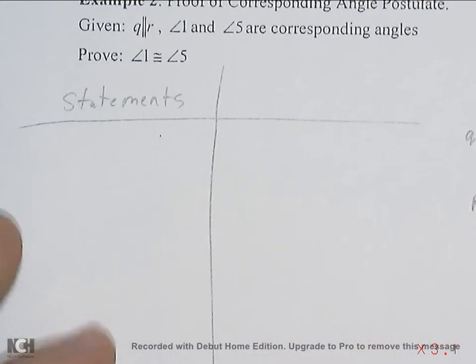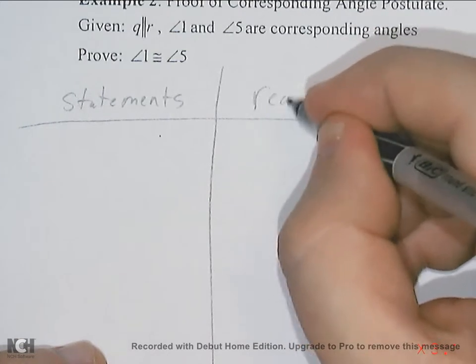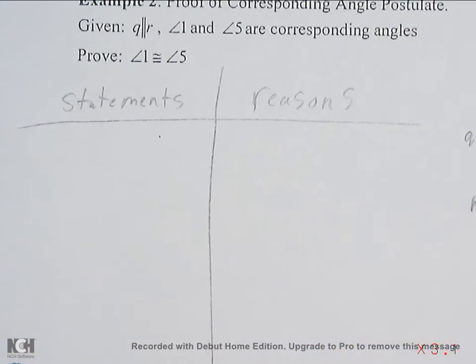And then the other column is going to be the reason why we know it. So that's our reasons, okay? And that's basically how you start off by doing a proof. So first things first, I'm going to start off by listing the things that are given.